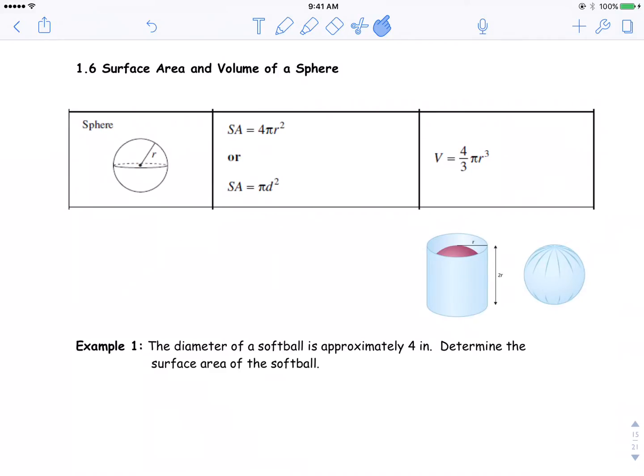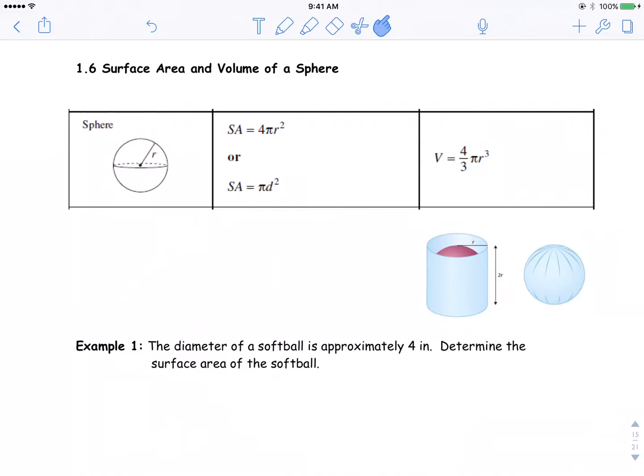So here we are, section 1.6. Like I had said in the end of the other video, the only other formula we haven't looked at is a sphere. Remember, a sphere is a fancy word for ball. It's not a circle. A circle is a two-dimensional shape. A sphere is taking that three-dimensional, right? So a sphere or a ball, a basketball, a volleyball, whatever you want to refer to it as, that's what a sphere is.